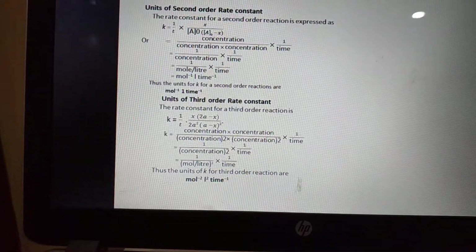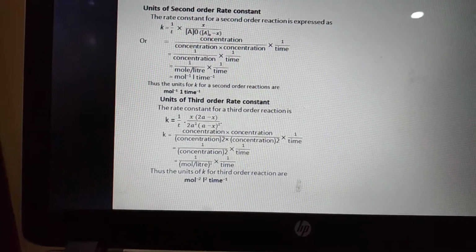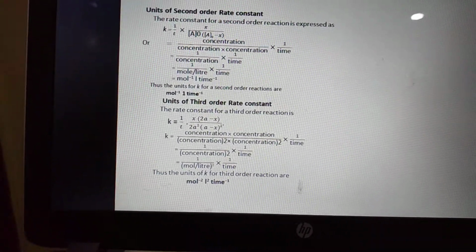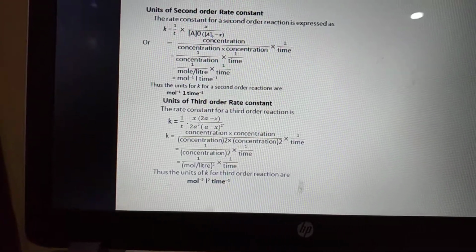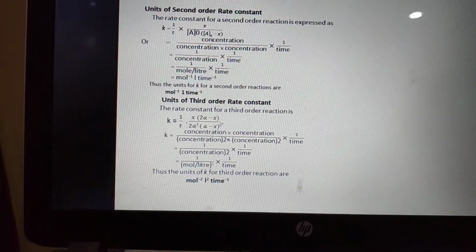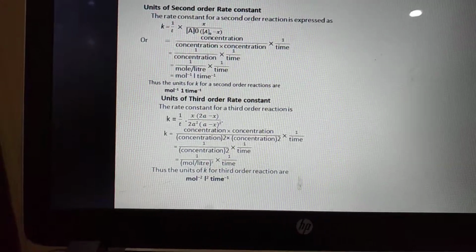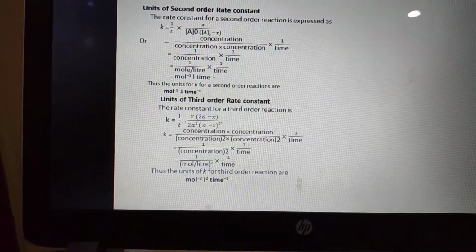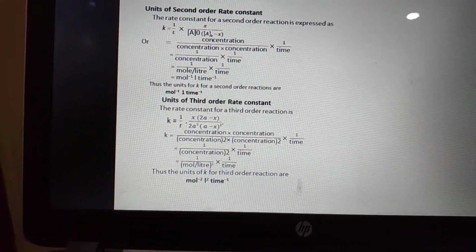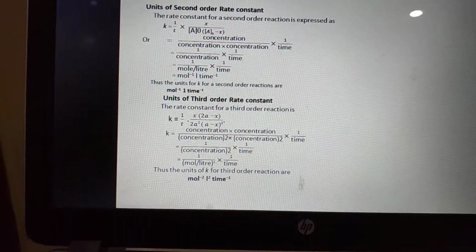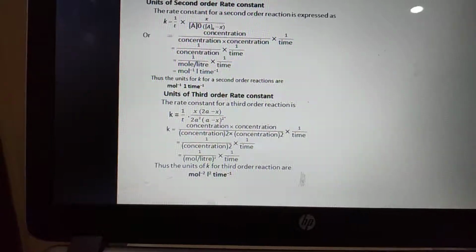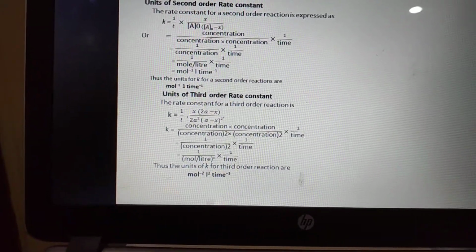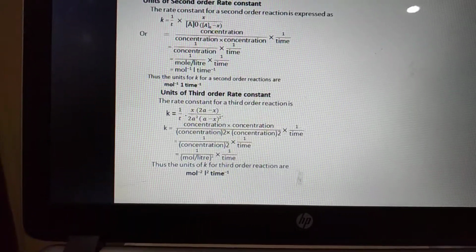For the third order rate equation, the rate constant K is equal to 1 over t into x(2a minus x) divided by 2a square into (a minus x) square. Here x is a concentration, 2a minus x is also a concentration, 2a square is a concentration square, and a minus x square is also a concentration square, multiplied by 1 over time.